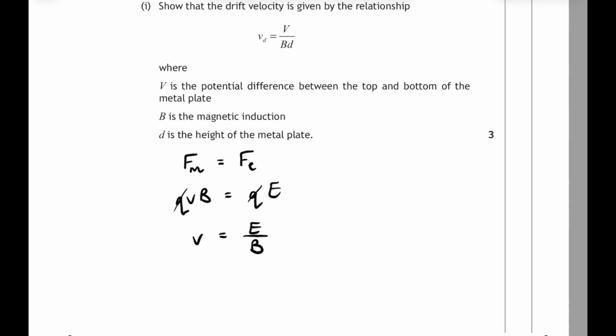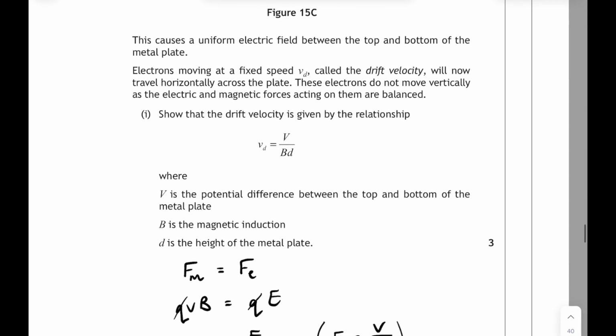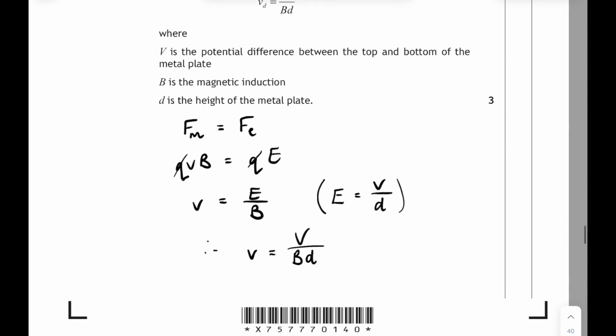And again from your relationship sheet, the electric field strength is equal to the potential difference divided by the distance. Now that distance is usually the distance between two parallel plates in an electric field, but in this case it's the height of the plates. So we get vd equals V over B times D, and that was what we were required to show.